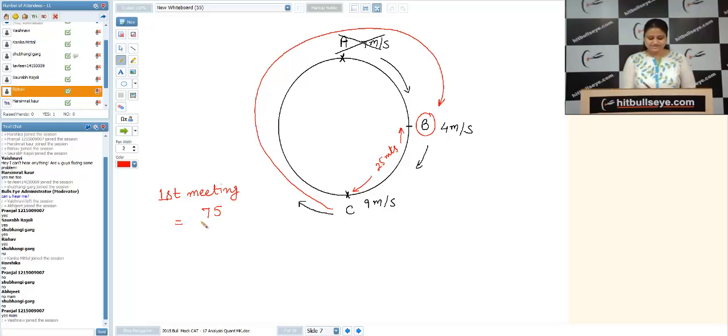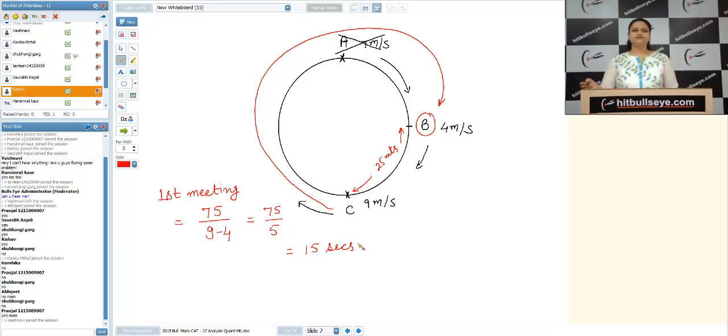So 75 meter divided by their relative speed. Since both are moving in the same direction, that's why we will take it as 9 minus 4. So it will be 75 by 5. It means after 15 seconds they will meet for the first time.